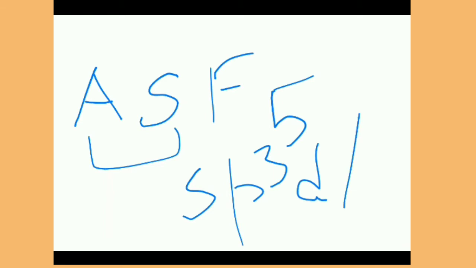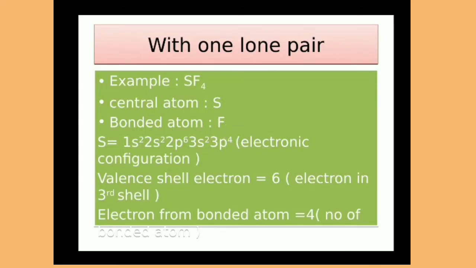And we can also take AsF5, As meaning arsenic, as an example of sp3d hybridization with zero lone pair. Now we will discuss sp3d hybridization with one lone pair. So our example is SF4.